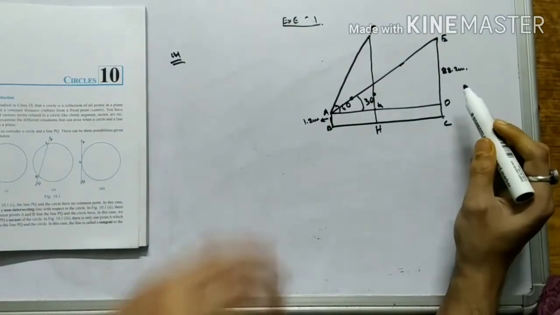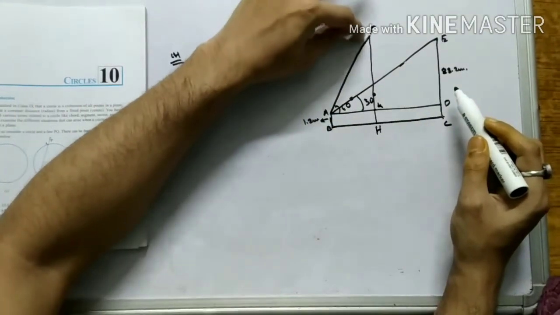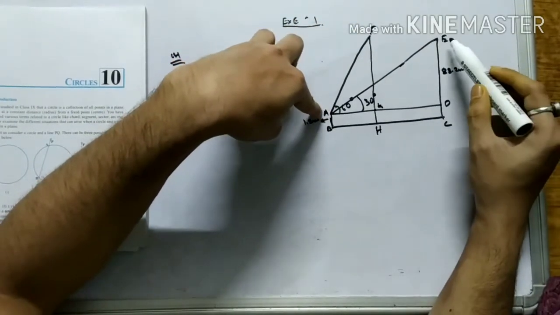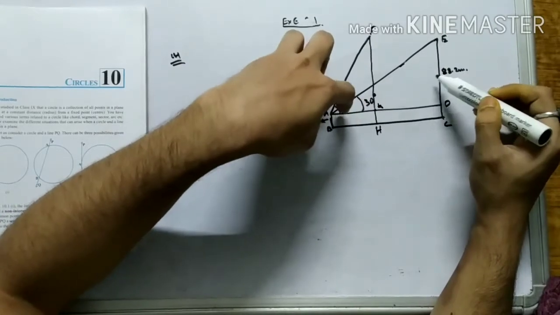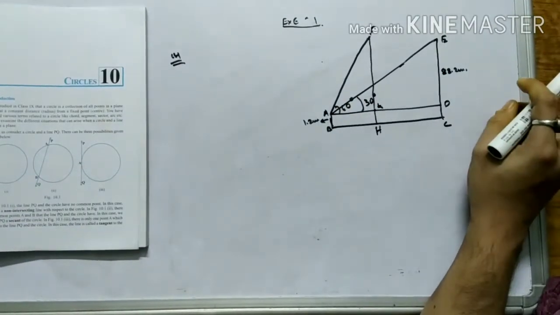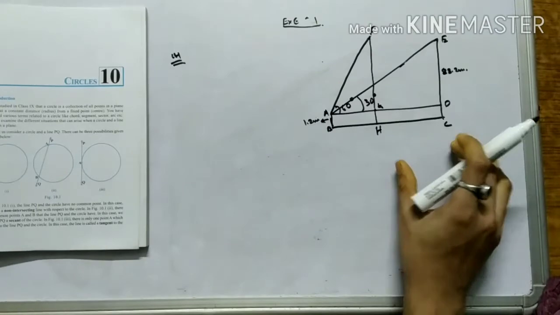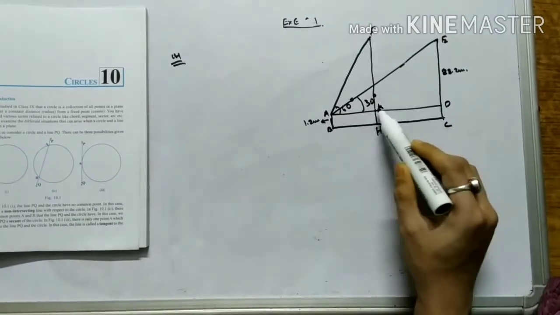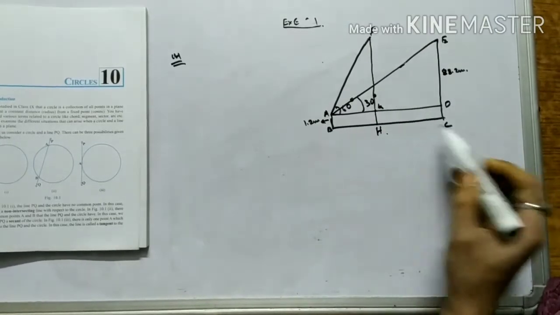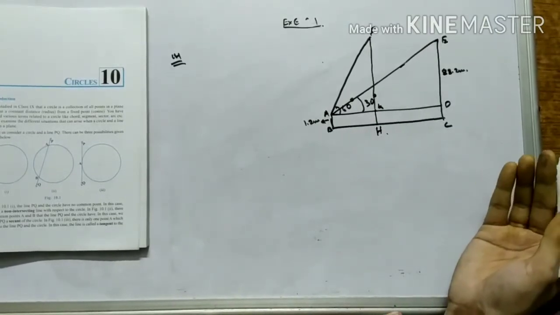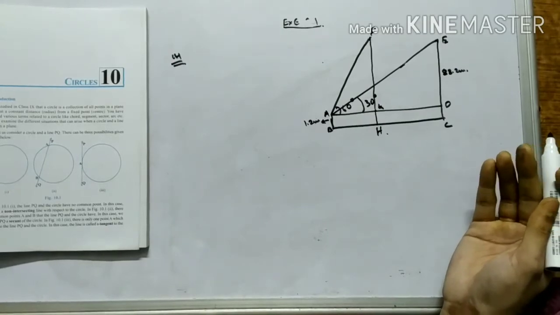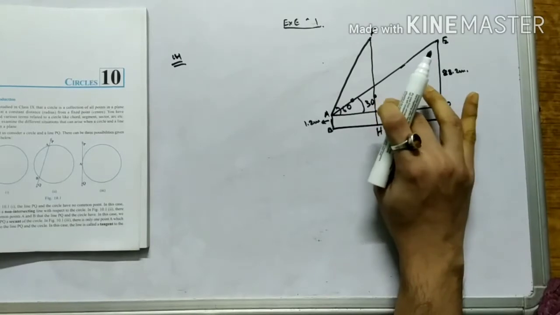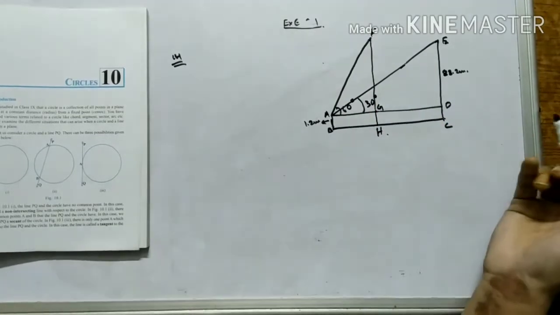So when the balloon was at point F, the angle of elevation was 60 degree, and when the balloon reached point E, the angle of elevation became 30 degree. I have to find the distance the balloon traveled during this time interval. That means either we have to find HC or KD. Okay, so let's call it G.